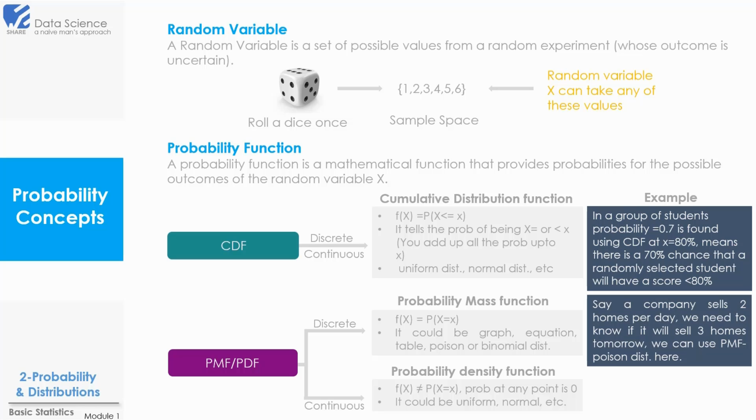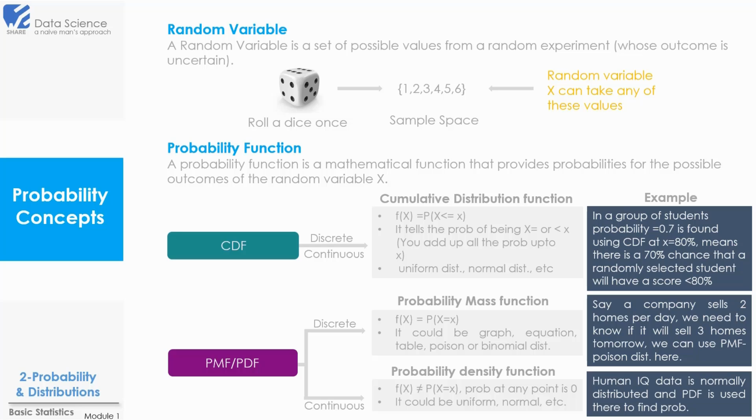Now an example of PMF would be, let's say a company sells 2 homes per day and we need to find the probability that it will sell 3 homes tomorrow. So here we can use PMF because we want to find the probability of the random variable capital X being exactly equal to a certain value of small x. That in our case is 3 homes. So here we can use PMF.